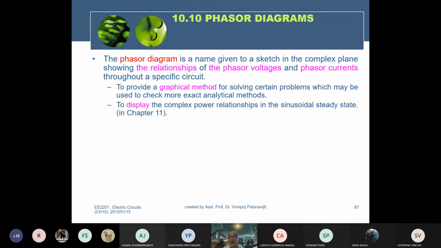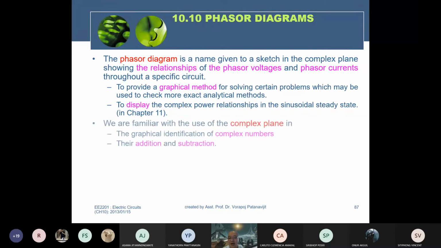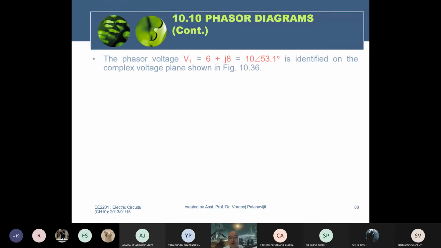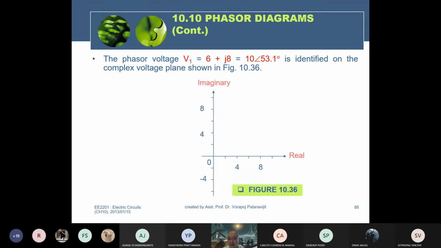Now we are familiar with the use of the complex plane in the graphical identification of complex numbers, and for addition and subtraction. Before we go to the phasor plotting, I will show you a simple phasor plotting first. For example, if V1 equals 6 plus xj, in the complex plane the horizontal axis is the real number and the vertical axis is the imaginary number.